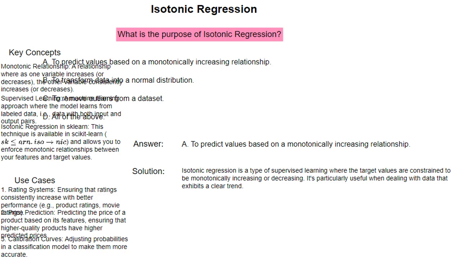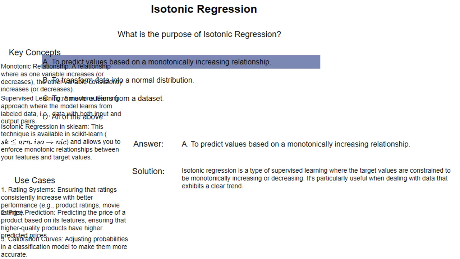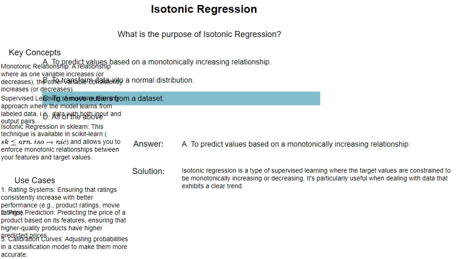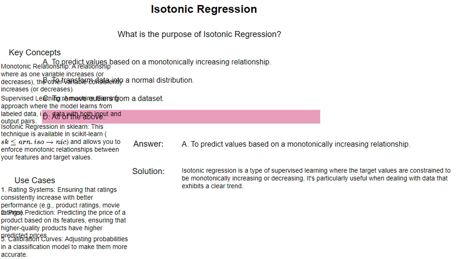What is the purpose of isotonic regression? To predict values based on a monotonically increasing relationship. To transform data into a normal distribution. To remove outliers from a dataset. All of the above. True.